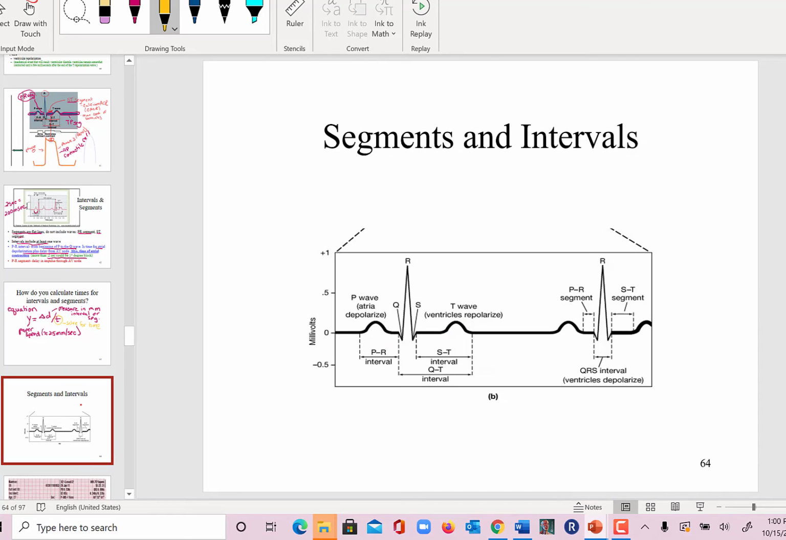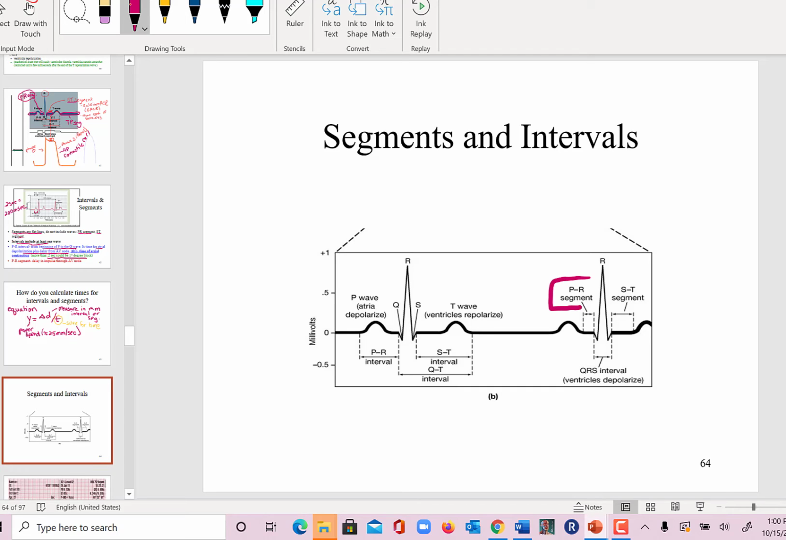It will be your responsibility to know where you begin your measurement and where you end your measurement for your segments and intervals. You will be tested on this. Here are the intervals you are expected to know, and the PR and the segments. So there is one segment missing.